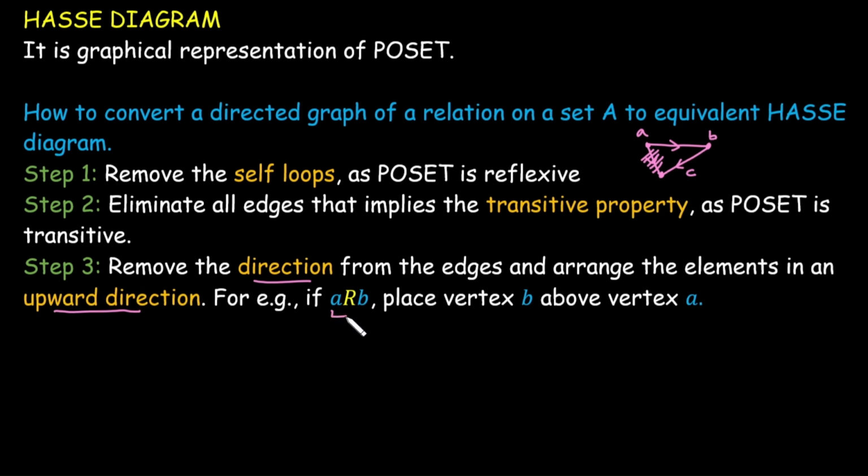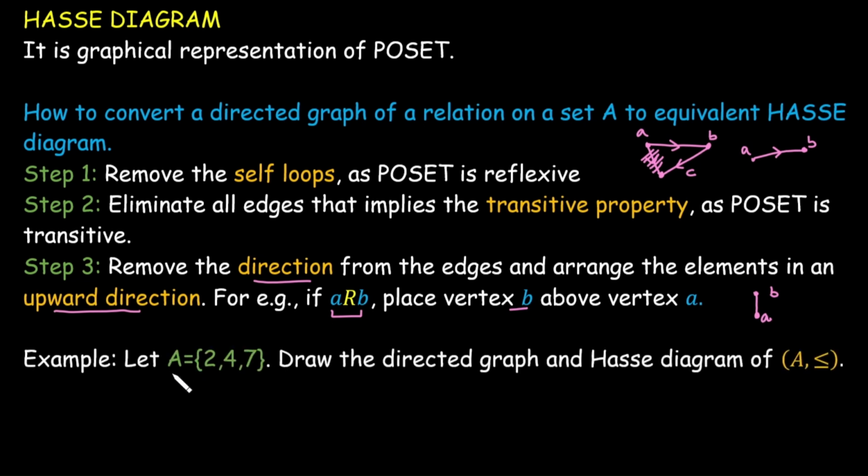Simply, if A has a relation with the element B, rather than writing in this form, first we place the vertex A at the bottom and the vertex B is placed above the vertex A. By using these steps with each and every element, we will get the Hasse diagram.